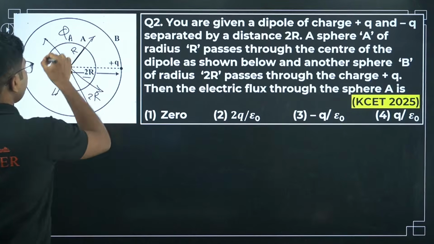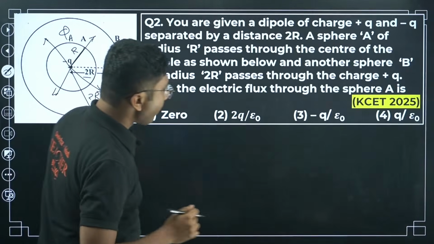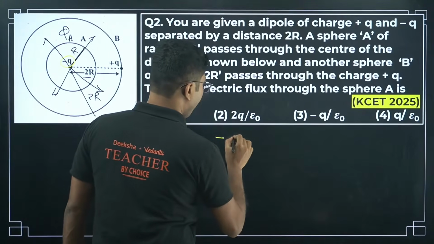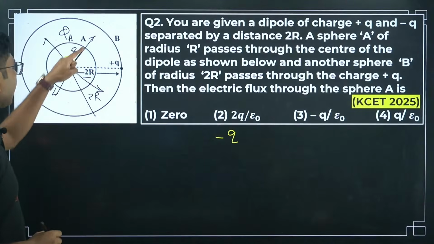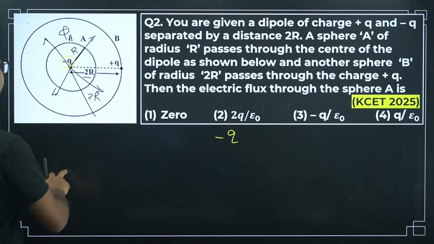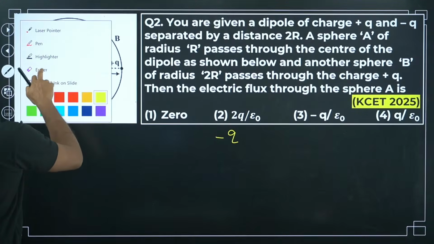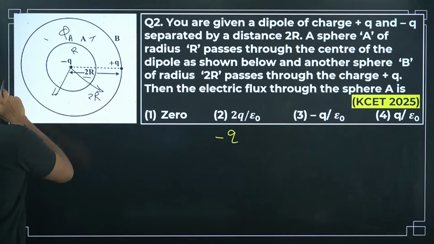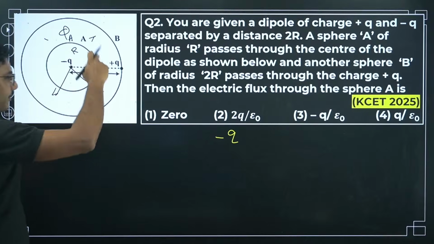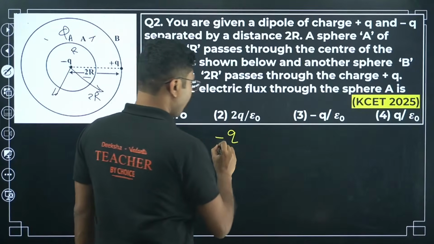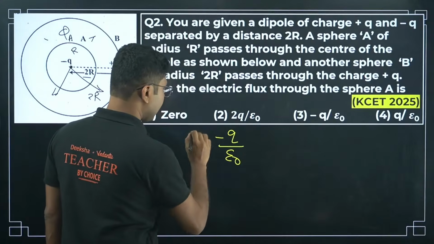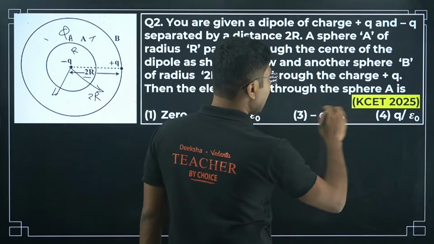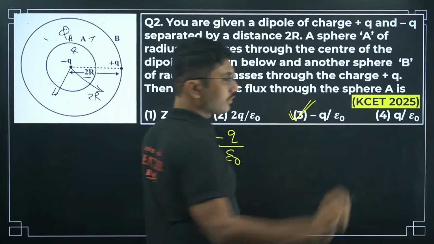Yes, but there is a small mistake, by the way. This sphere encloses a charge minus q. If you see the figure properly, you will see that there is a negative sign here. The charge enclosed by sphere A is minus q, so the flux coming out of sphere A will be minus q by epsilon naught. So it is not option 4 or option D; the correct answer is option C or option 3.